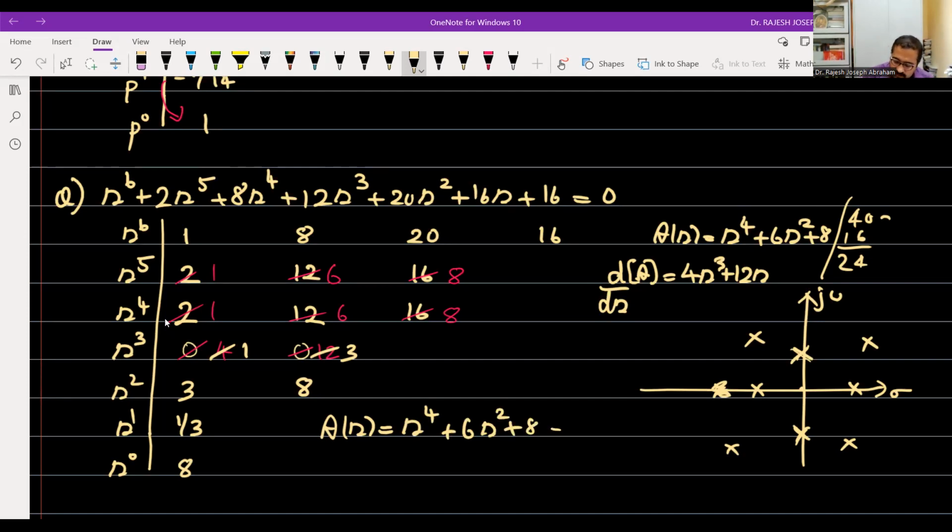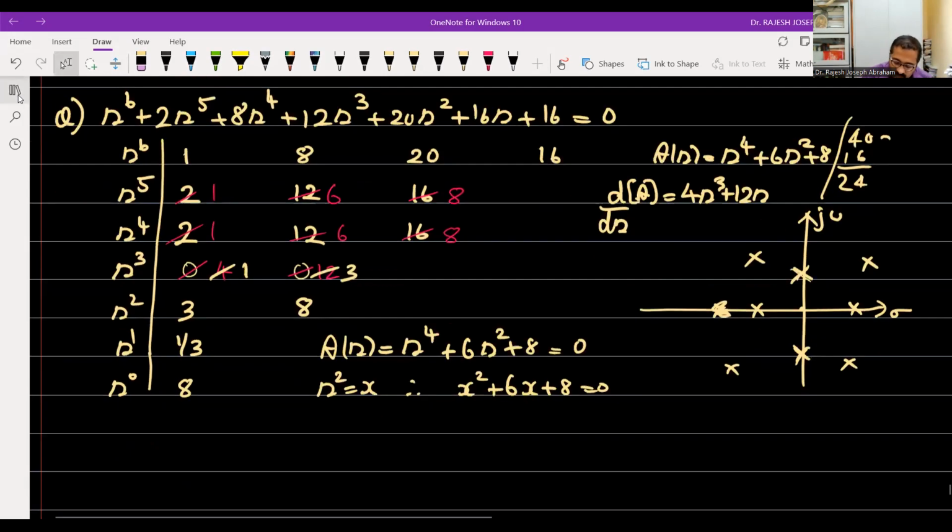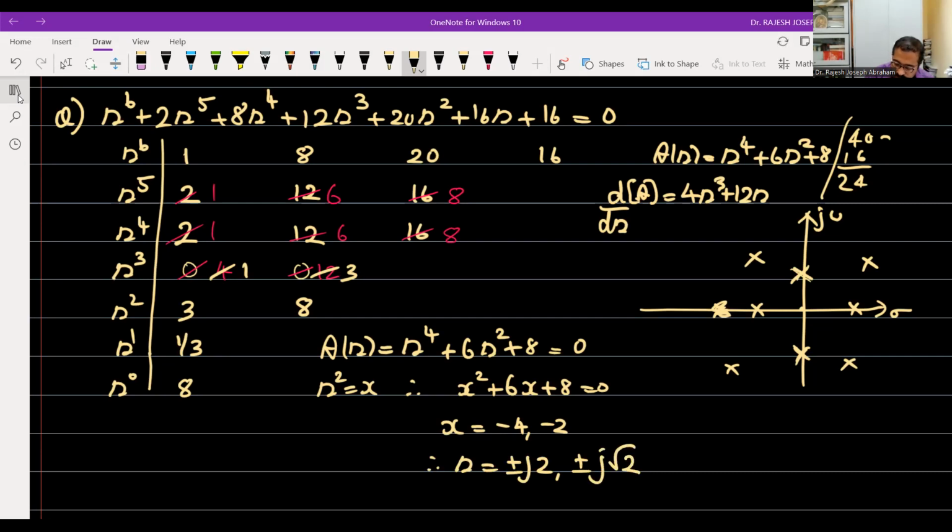Okay, how will you solve this, equal to 0? You put s square equal to x. So what will you get? You will get x square plus 6x plus 8 equal to 0. This is a quadratic equation. If you factorize this, x is equal to minus 4 and minus 2. But what is x? It is s square. So you will get s as plus minus j2 and plus minus j root 2.